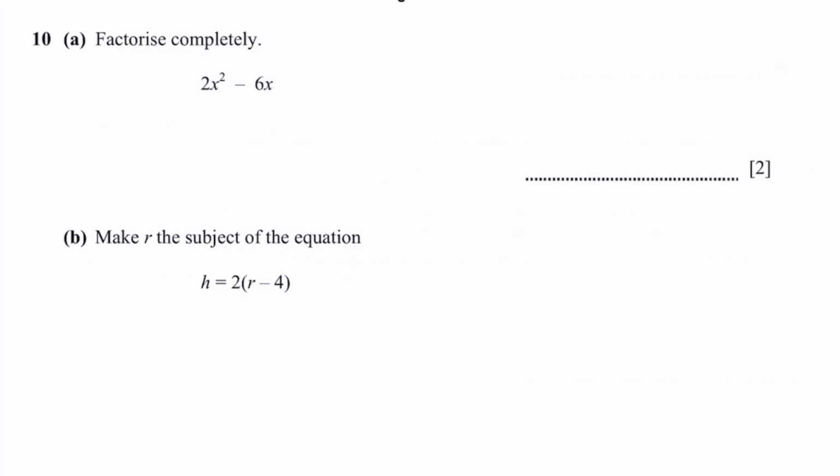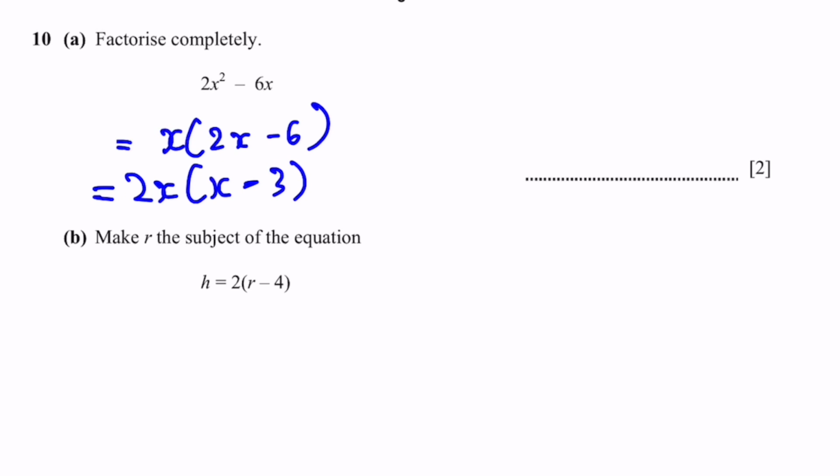Question 10. A. Factorize completely 2x squared minus 6x. As you can see, this can be divided by x and can be divided by 2. That means we can separate it as x times 2x minus 6, and that can also be done as 2x times x minus 3. That's the answer.